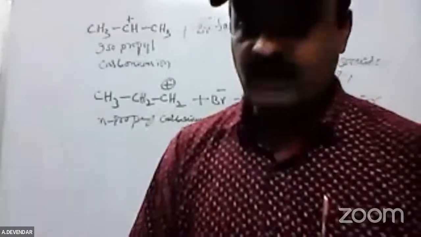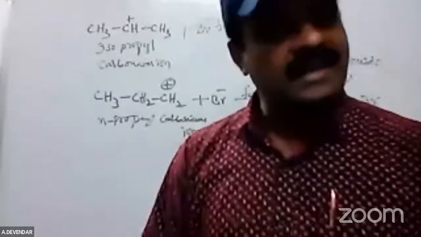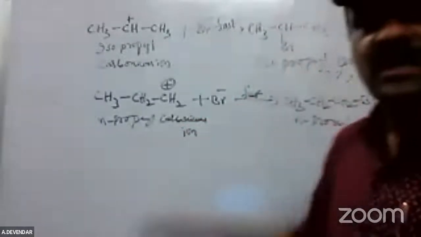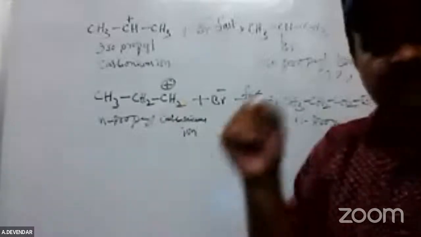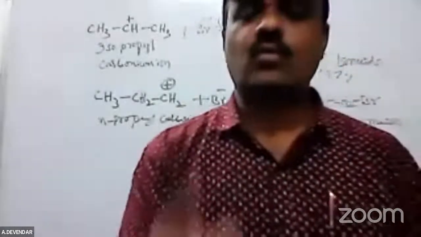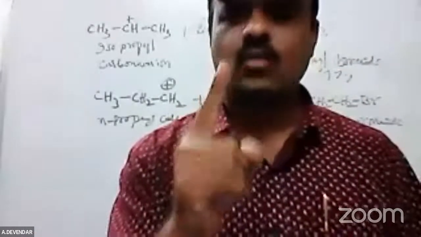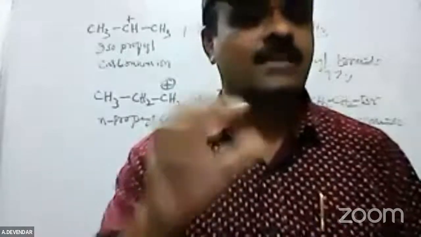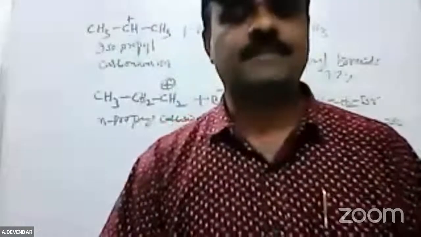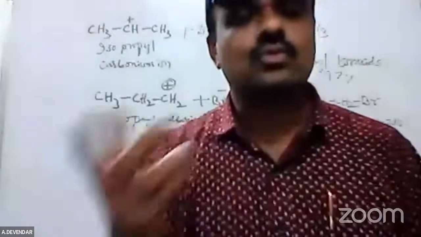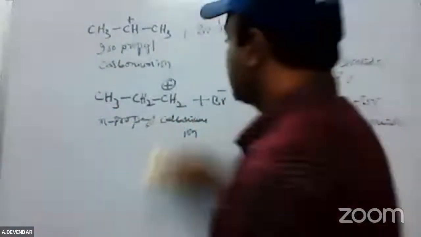Peroxide is used as the catalyst. Previously you did not use any catalyst. But in the presence of peroxide, only one isomer is obtained, and you do not get the two isomers. So it is called anti-Markovnikov.